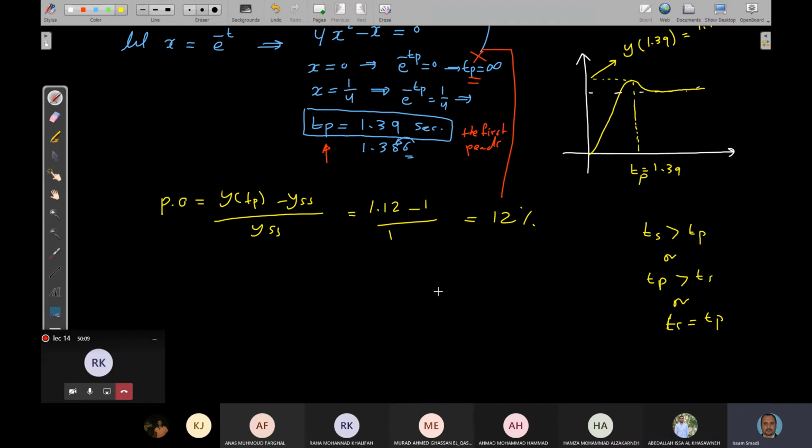Now, Abdullah, what's the relation between the settling time and the peak time? Is the settling time greater than the peak time, or is the peak time greater than the settling time, or are they equal? And why, of course? I will give you 1 point for that. I will give you 2 points if you justify your answer. 3 points.